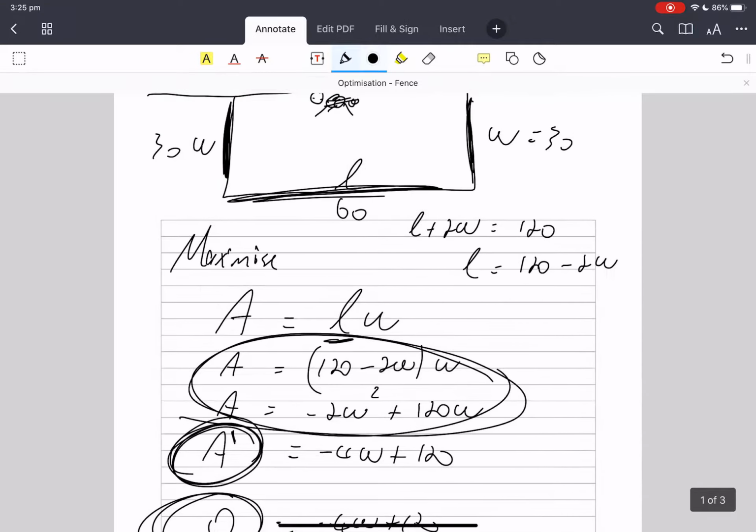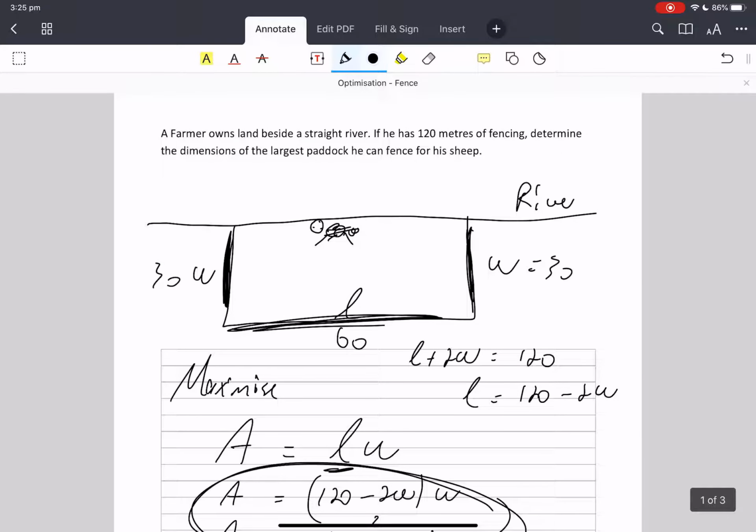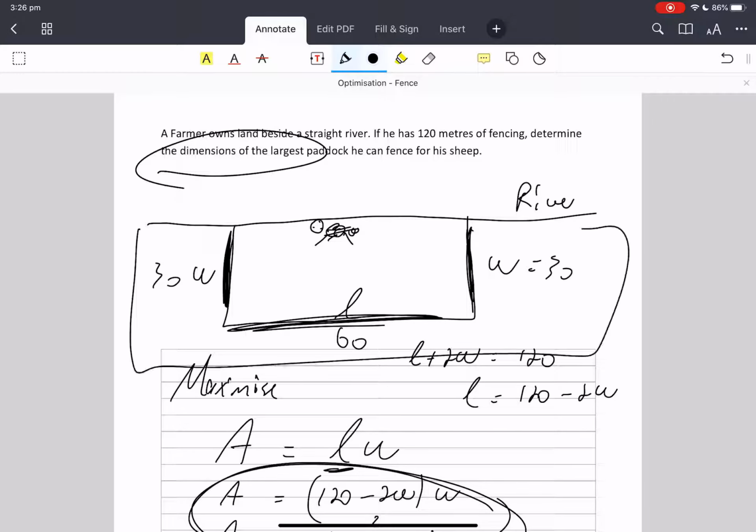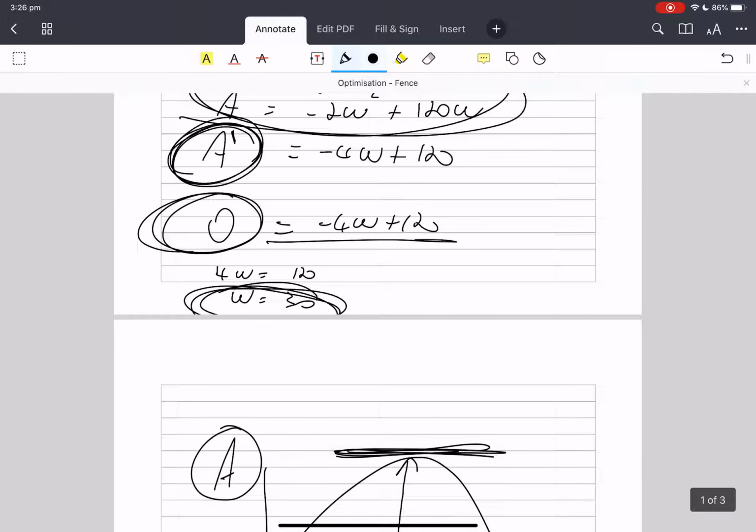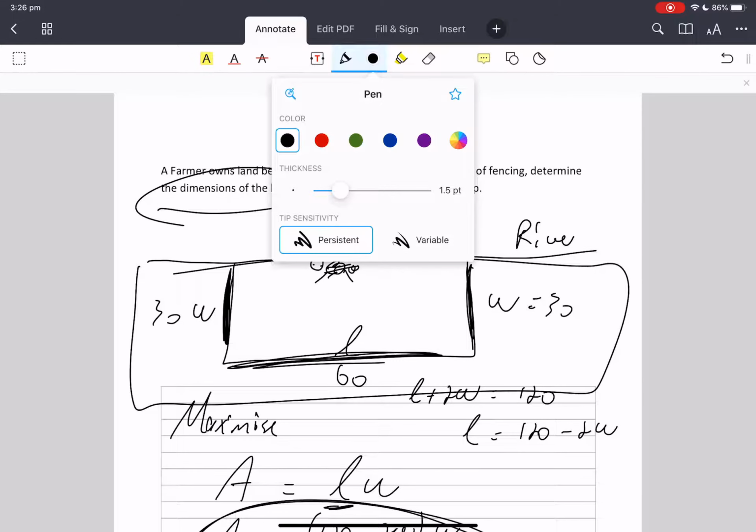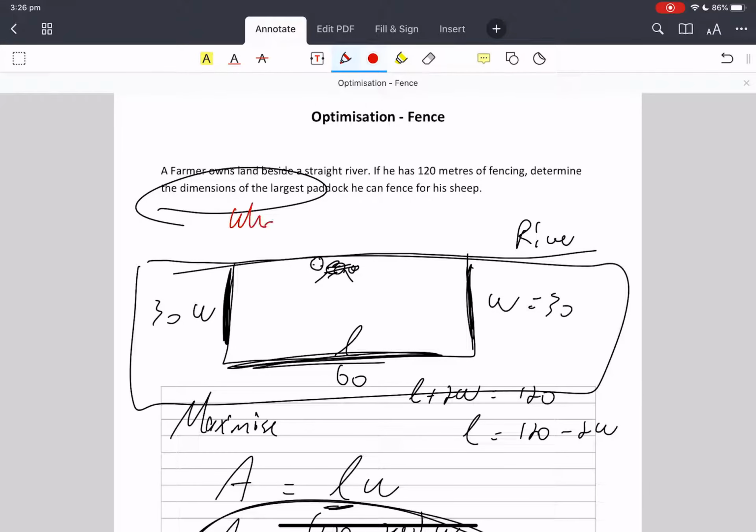The question, also read the question. Determine the dimensions. So I haven't answered the question. Well, I guess I have here. I should really down here go, width is 30, length is 60.